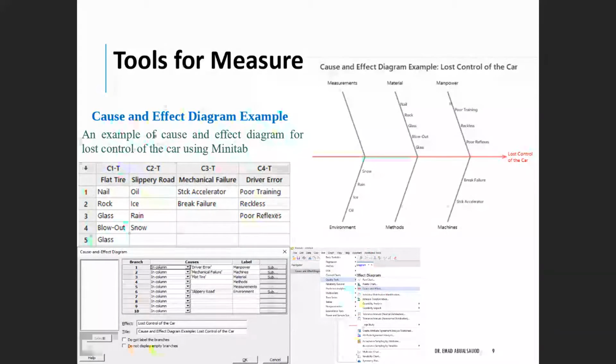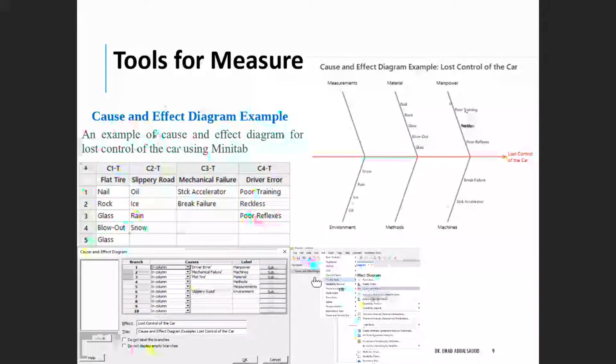Maybe the instructors in the driving school were not helpful enough, or maybe the duration for the whole training program is not enough. So here maybe you could have other sub branches for the poor training, but in this case it was not applicable. Now it depends on your case. So in Minitab, when you open it, you go to Stat and then select Quality Tools, and then there is Cause and Effect Diagram.